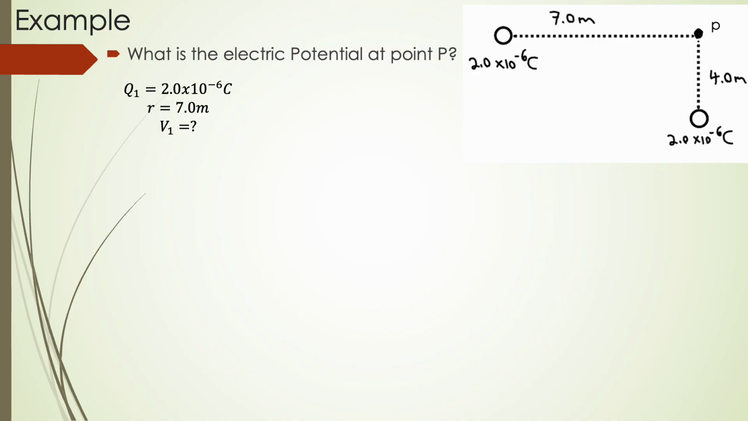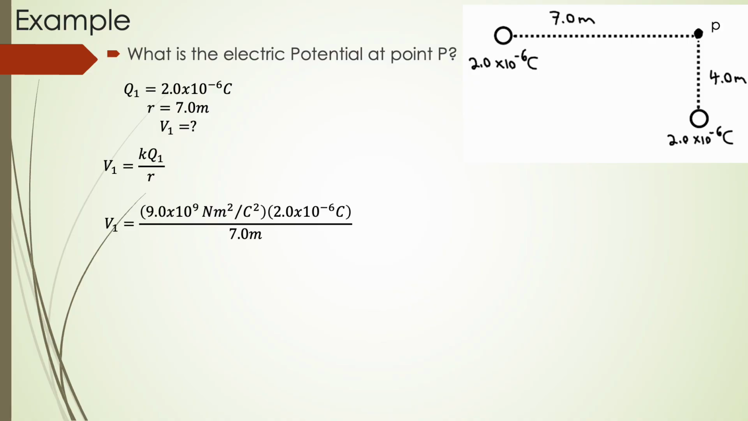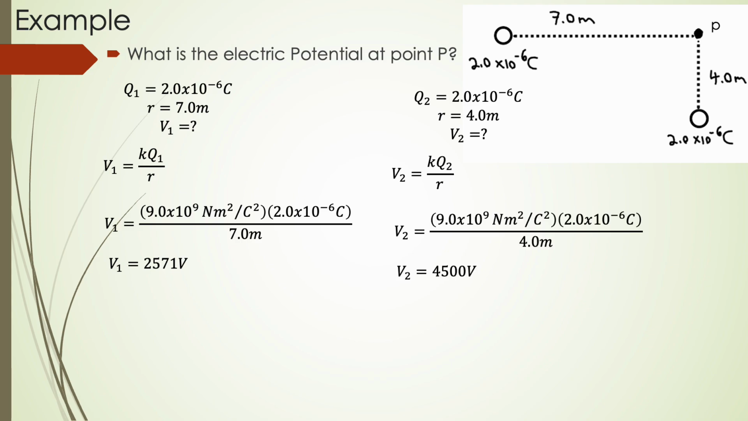So we know its charge, we know its distance. We'll solve for the electric potential due to it. So that's kq over R. Substitute our values in, and we get that it has an electric potential of 2,571 volts. We'll do the same thing with charge 2. So we'll utilize the exact same formula, and we have 4,500 volts.